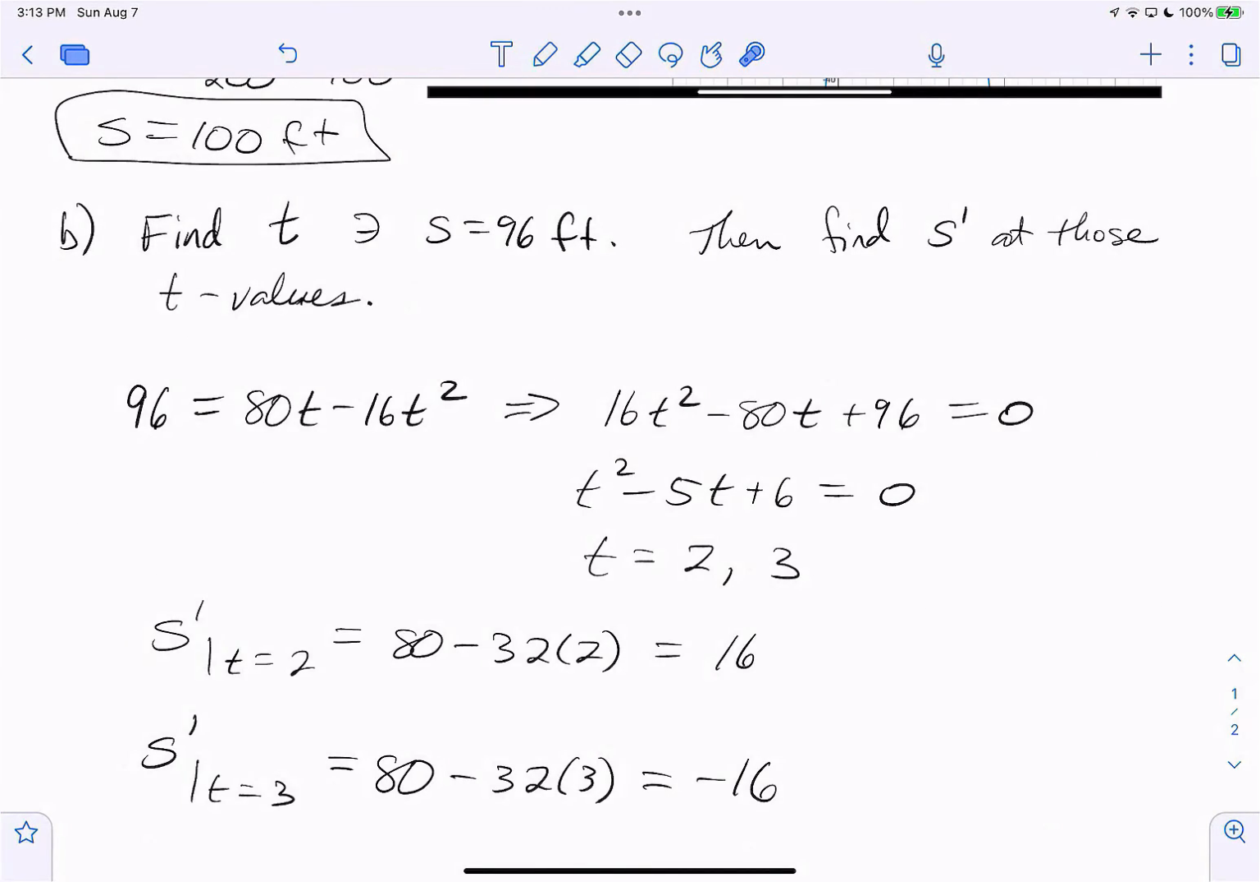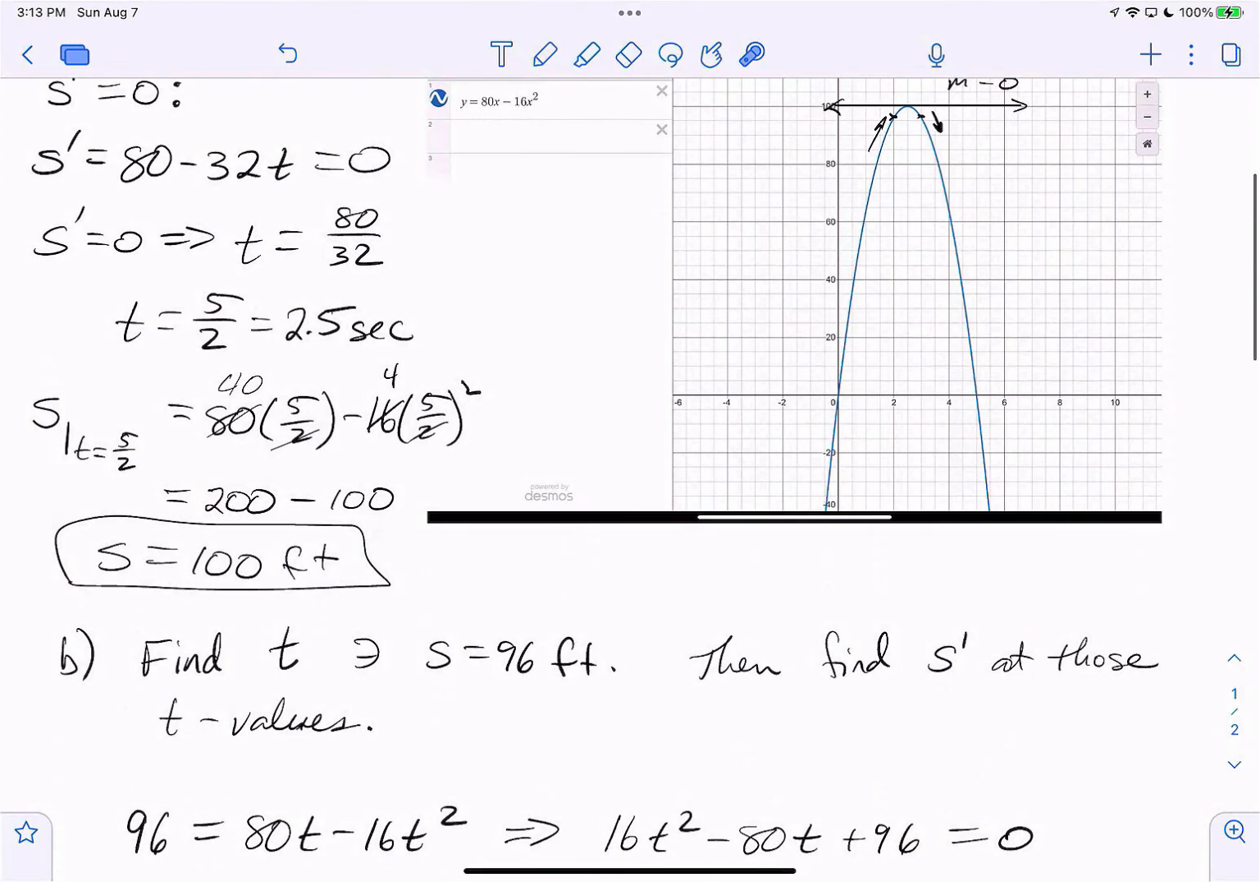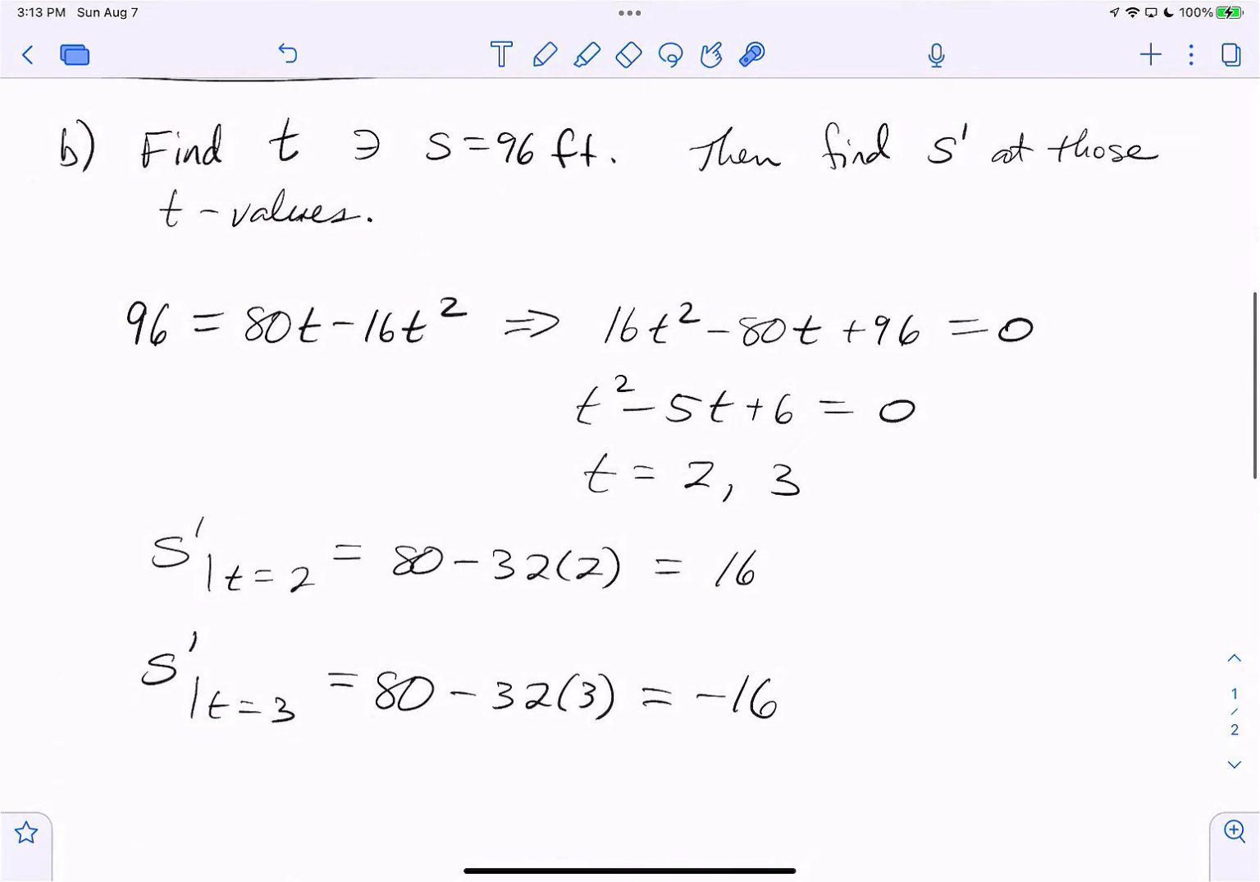The equation we're solving is 96 equals 80t minus 16t squared. Getting everything on one side set equal to 0, dividing by 16, factoring, and then solving gives us that t is equal to 2 or 3. That means that when t is 2 seconds, we're at 96 feet. When t is 3 seconds, we're at 96 feet. And then s prime is going to give me the velocity, right? So s prime evaluated at t equals 2 is equal to 16. At t equals 3 is negative 16.